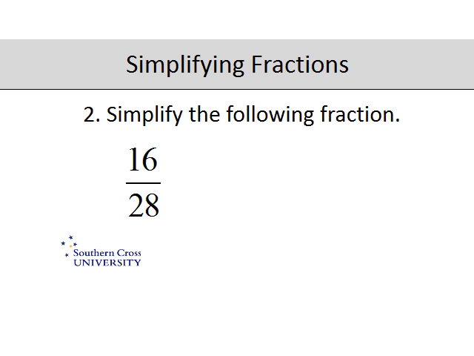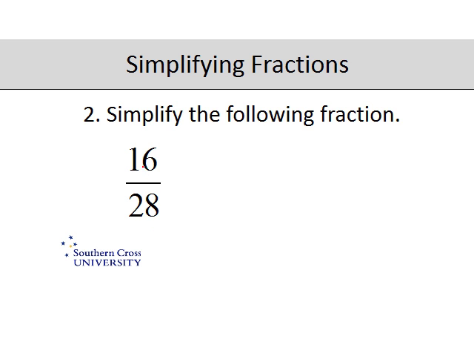In the next question we're going to simplify 16/28. So we need to find the highest number that goes into both 16 and 28. That's called the highest common factor. 2 does, but we need to go beyond 2. We can try 4. 4 goes into 16, 4 goes into 28. We need to think if there's anything higher.